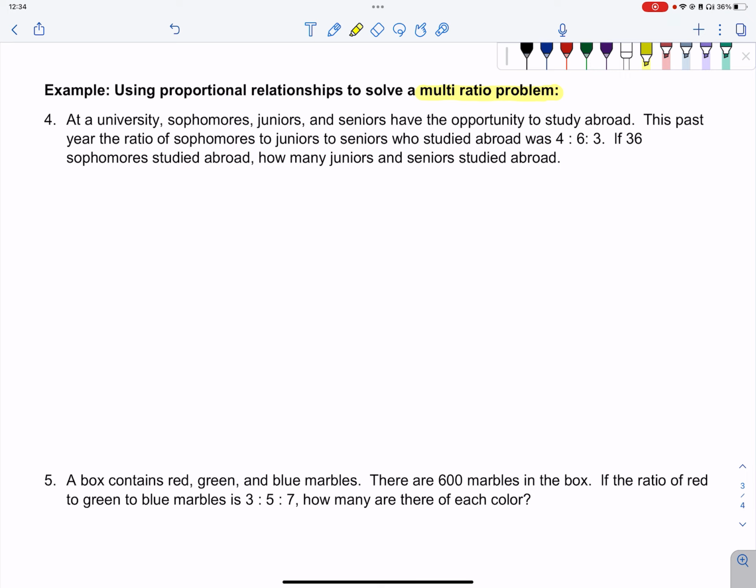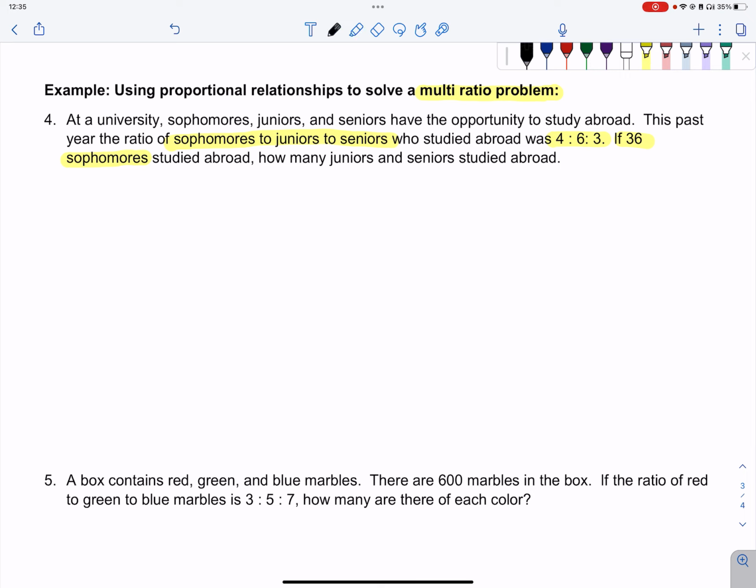So our first problem here: at a university, sophomores, juniors, and seniors have this opportunity to study abroad. And this past year, the ratio of sophomores to juniors to seniors that studied abroad was 4 to 6 to 3. This means that for every 4 sophomores, there were 6 juniors and 3 seniors that studied abroad. And now we are told if 36 sophomores studied abroad, how many juniors and seniors studied abroad?